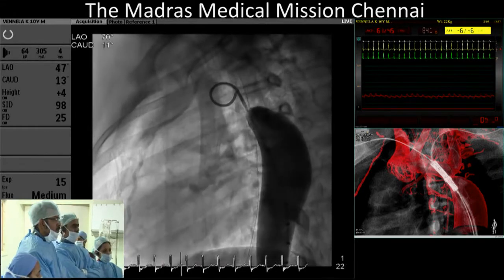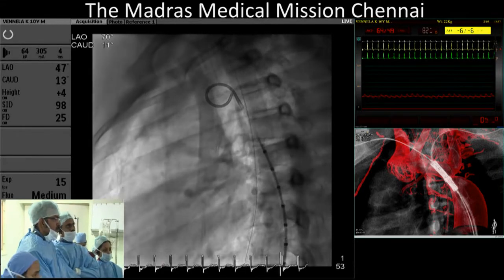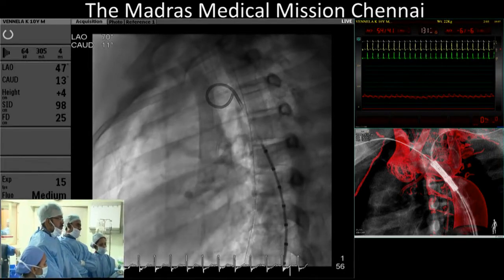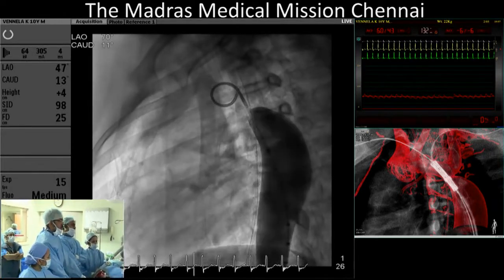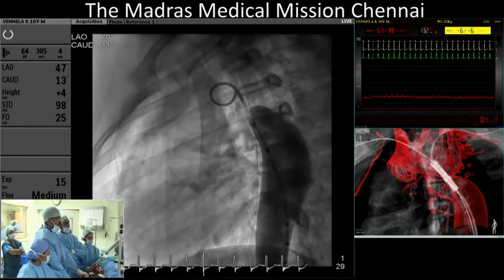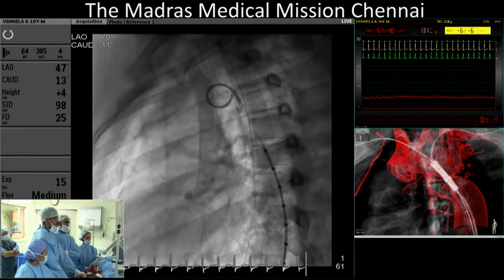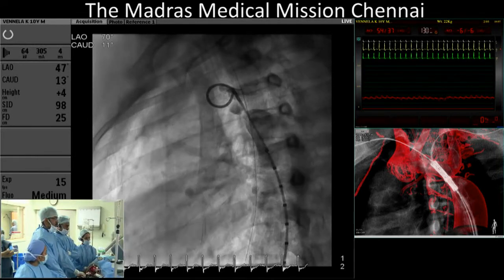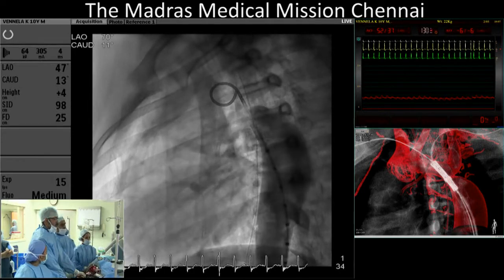So with the right femoral artery access, the coarctation gradient was 55 millimeters of mercury. The ascending aortic pressure was 155, and the descending aortic pressure was 100 systolic, giving 55 systolic gradient. And then second picture.